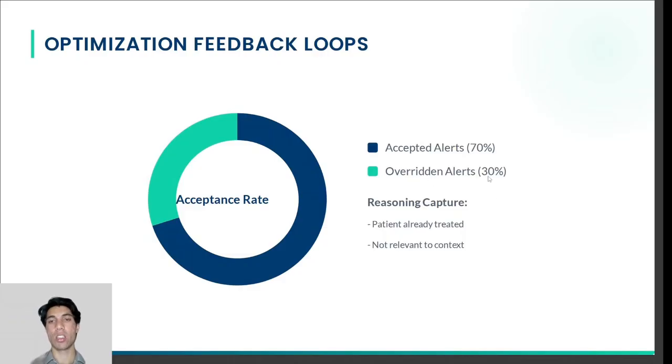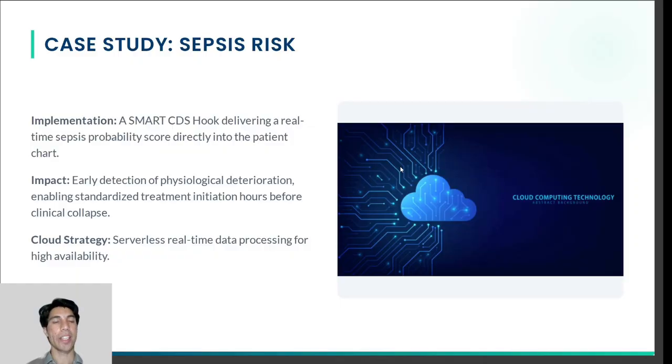So that is why the overridden alerts are so high. About 30% of almost all the alerts are overridden. Next, we have this case study of sepsis risk analysis and how we can implement this whole pipeline for sepsis risk analysis and what impact it will make.